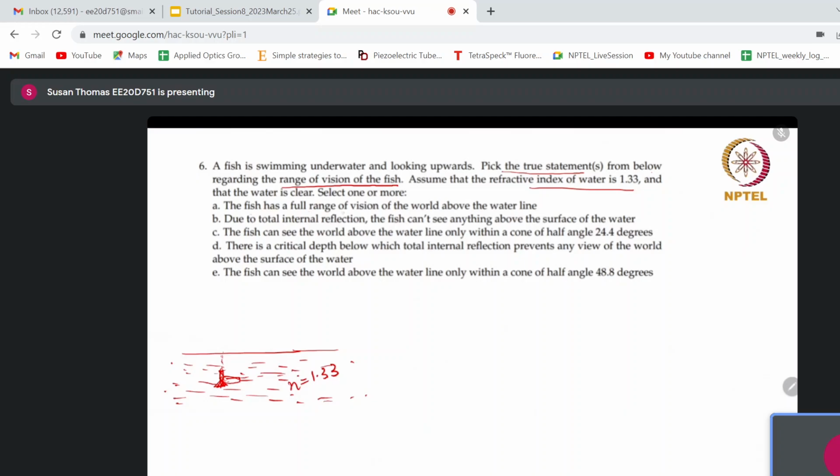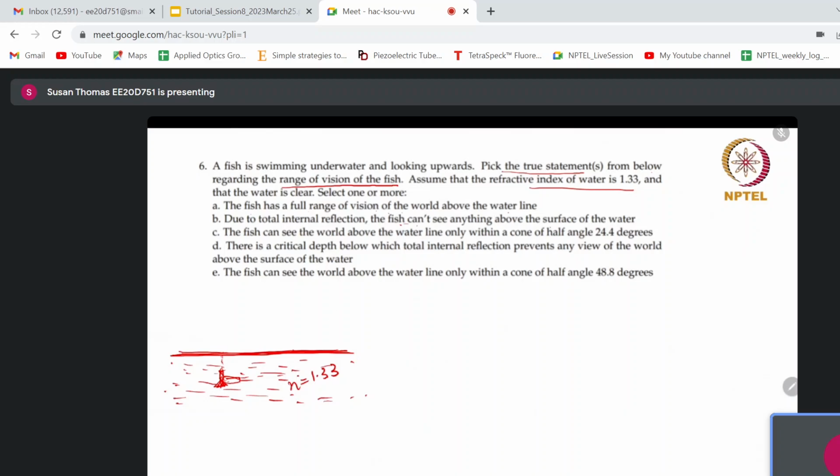The fish has a full range of vision of the world above the water line. So this is our water line, maybe the surface, we can call it the surface. So whether the fish has the full range of vision of the world above the water line, that is one thing. Second statement, due to total internal reflection, fish can't see anything above the surface of water.